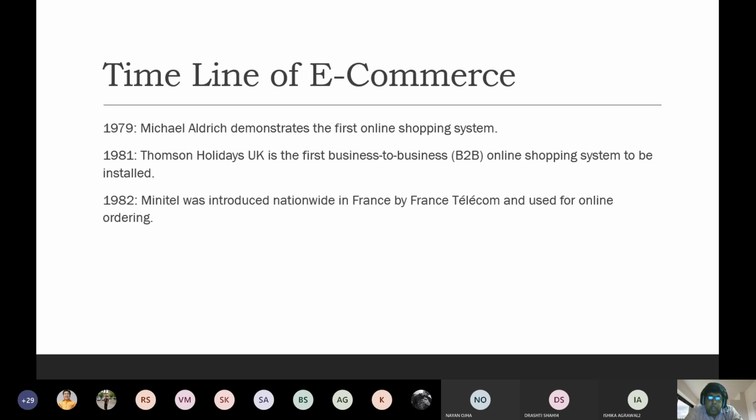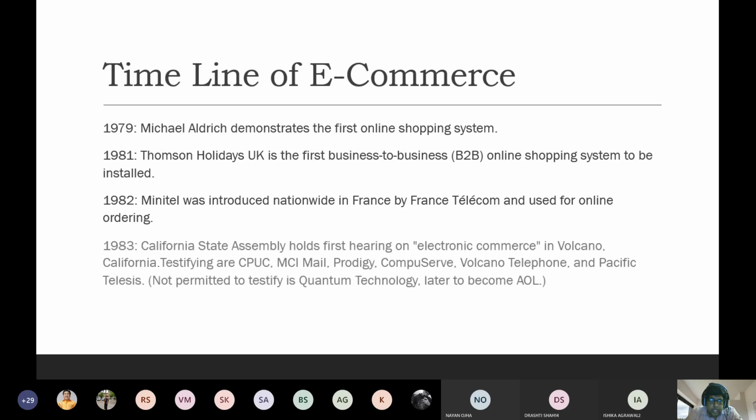Minitel was introduced nationwide in France and was used for online ordering. So if you wanted to make any orders, unlike the interface that you see today on Amazon or Flipkart, there were different systems being used to order online. You must be remembering that you could make an order on the phone, and these were the earlier days when you would pick up your phone, call a service provider, ask them for the product, and they would deliver it to your doorstep.